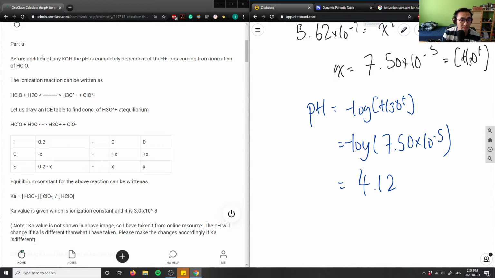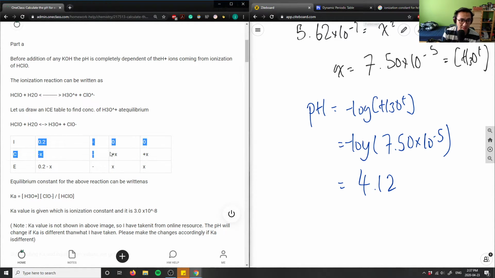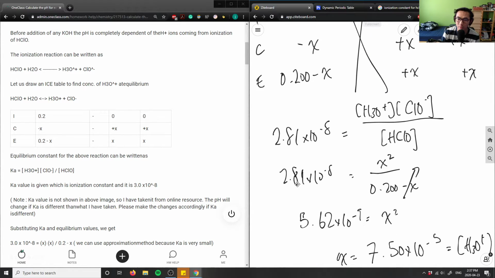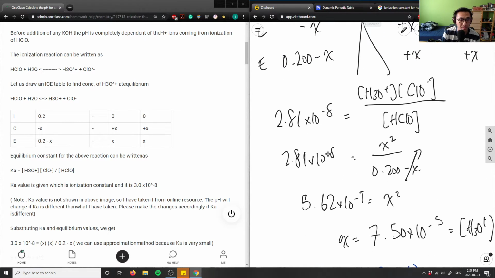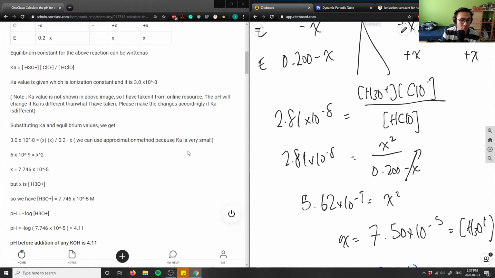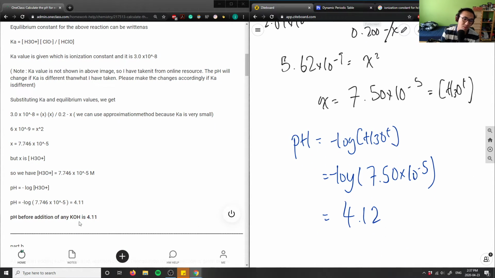So part A is saying that they use exactly an ice table like I did as well. They drew out the ionization reaction. That's perfect. And they use an ice table. They gave us the ionization constant as 3.0 times 10 to the negative 8. I wrote 2.81 here. So my answer might be different here, but it should be around, I have 4.12. This is 4.11. This here is basically the same thing. So this is exactly correct.